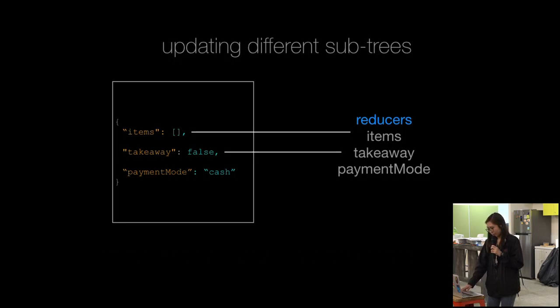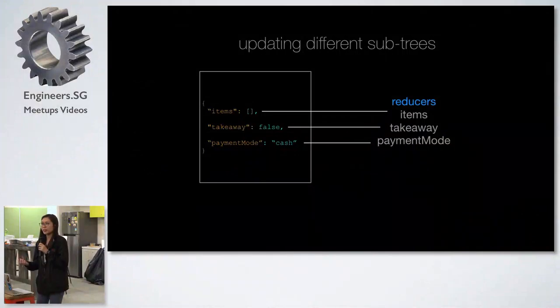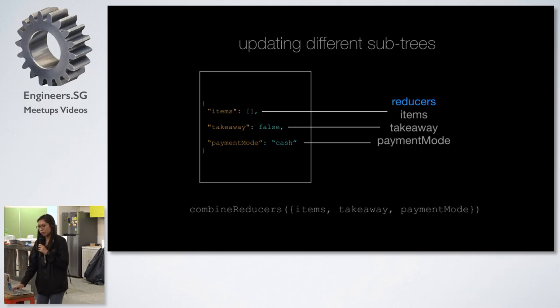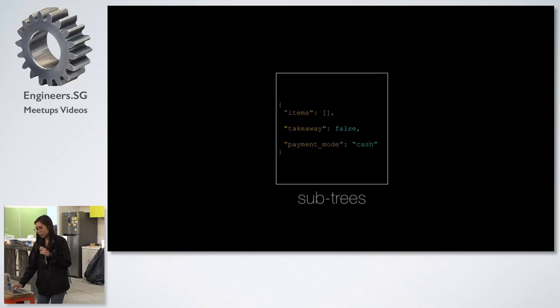But as you know, when you create a store, you can only take in one reducer, right? So we cannot just throw items, takeaway, payment mode into the createStore brackets. We need a combined reducer which combines all the reducers of the subtrees. This combineReducers basically returns a reducer that iterates through the child reducers, which are the items, takeaway, and payment mode, and then it will gather whatever these reducers return into a single state tree, which is this entire thing.